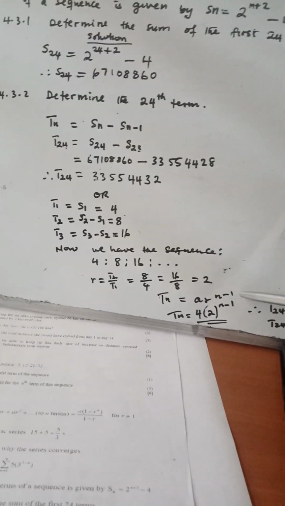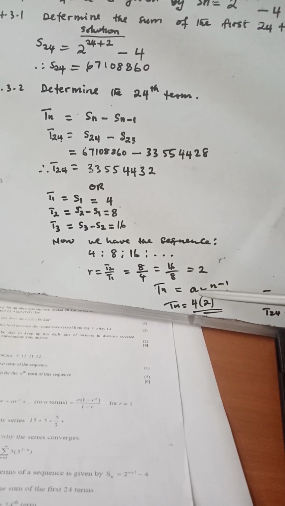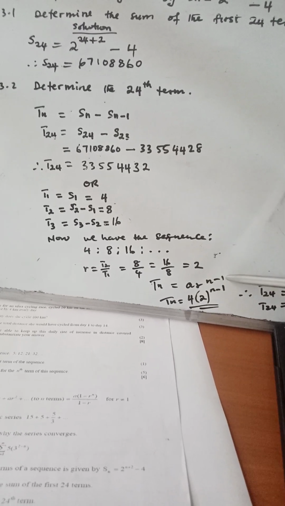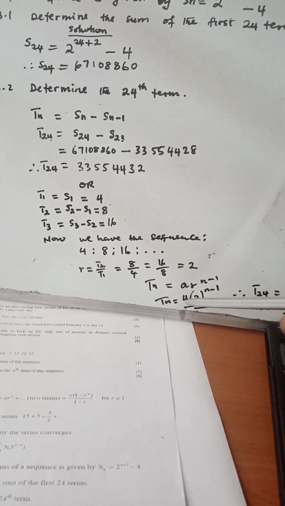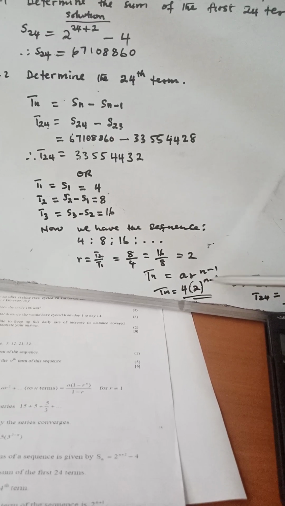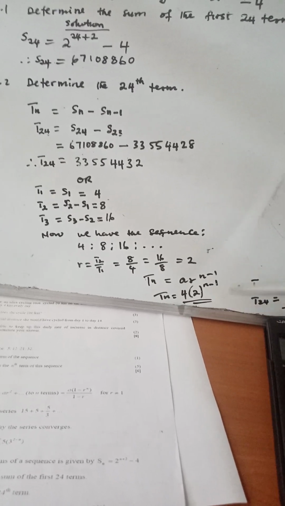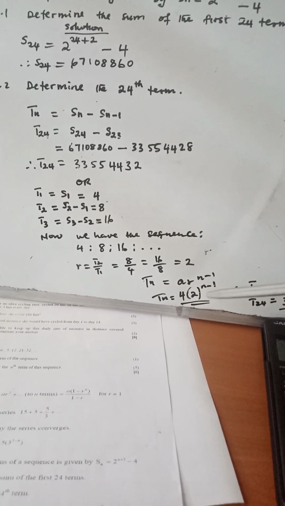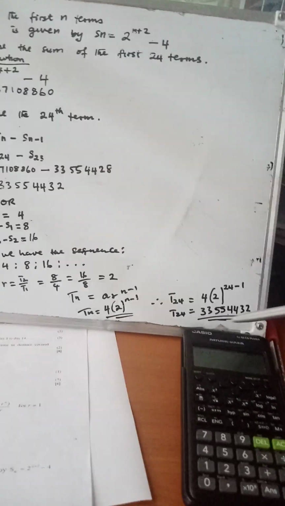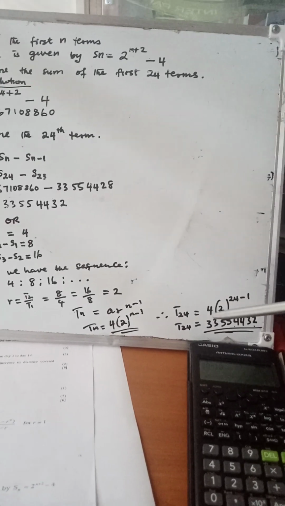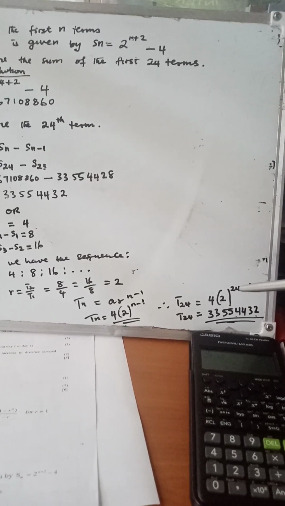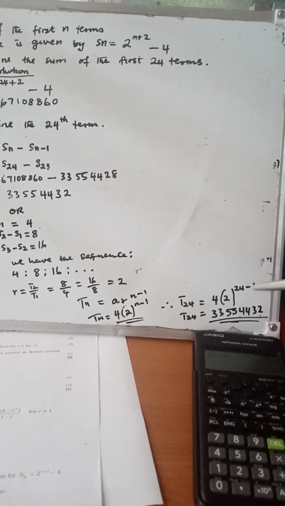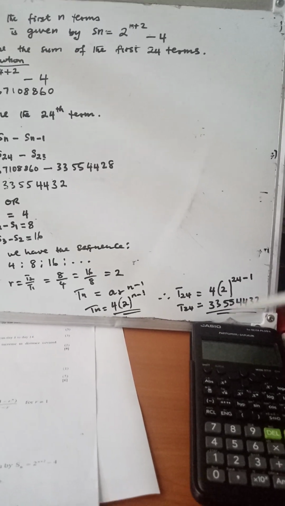The general formula for a geometric sequence is Tn equals A R to the power n minus 1. This is on the formula sheet. Take note of it. Our A is 4, our R is 2, to the power n minus 1. This is the formula for this pattern. So in this case, the question says calculate T24. You just substitute: T24 is equal to 4 into bracket 2, which is the common ratio, to the power 24 minus 1. So when you raise to the power 24 minus 1, it gives you 23.